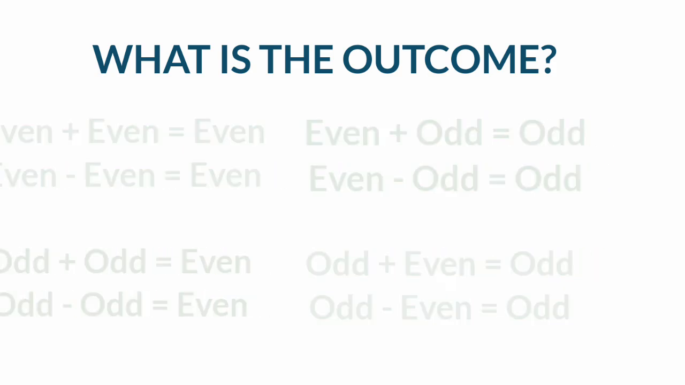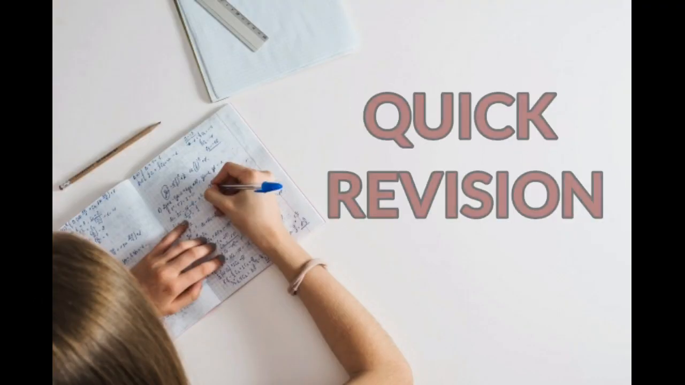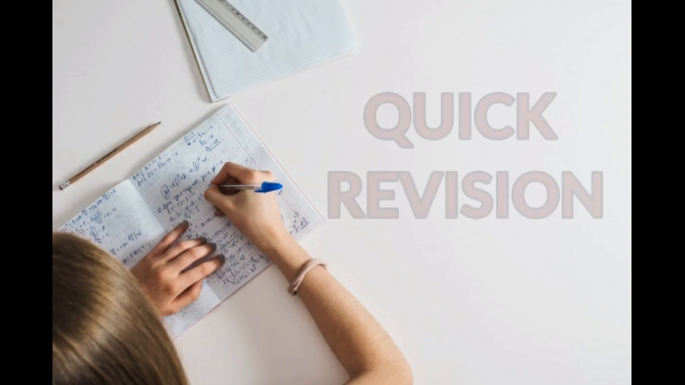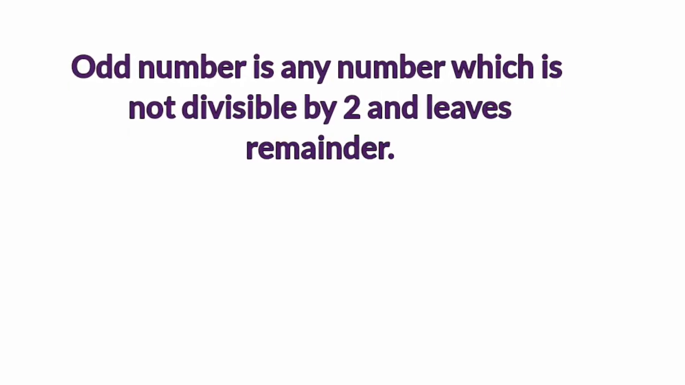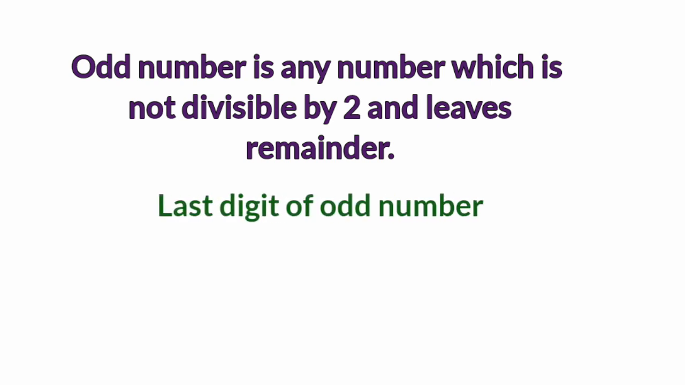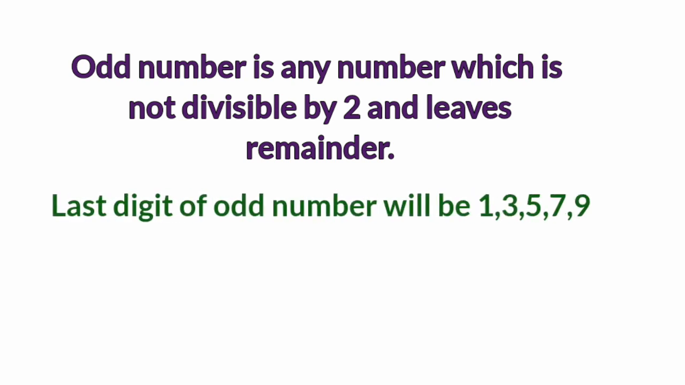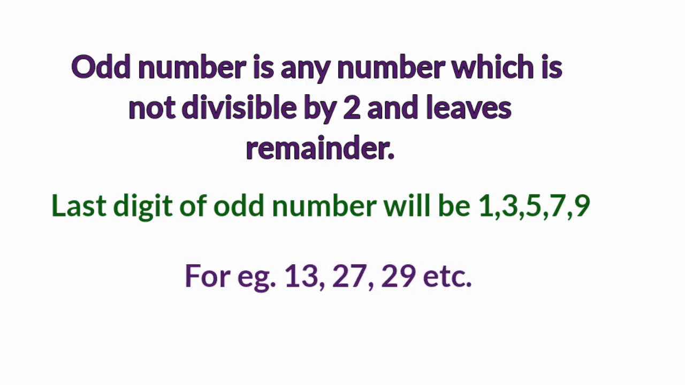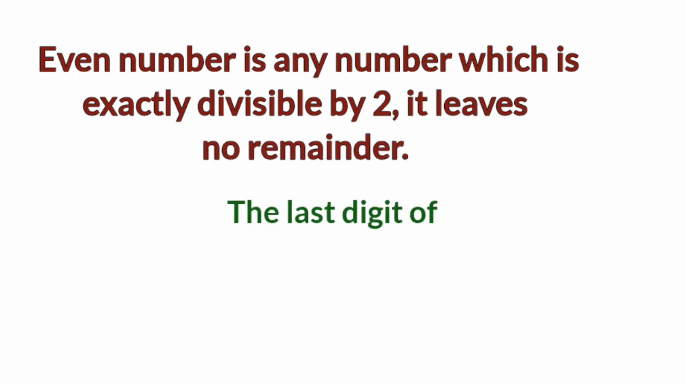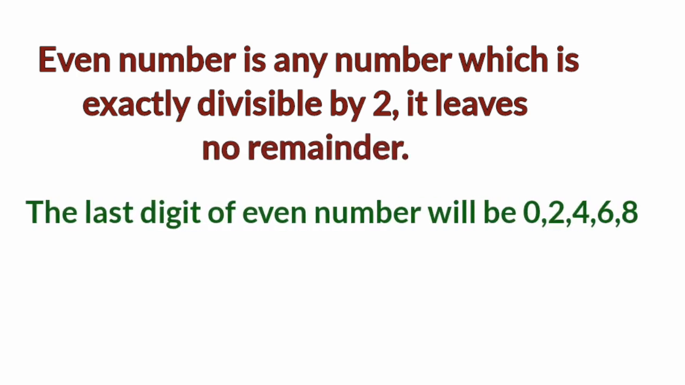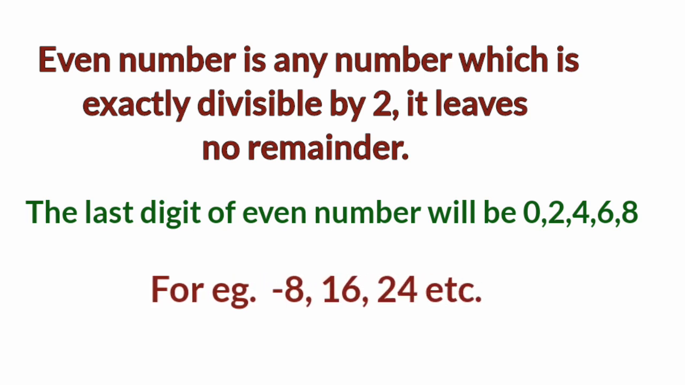Let's do a quick revision. An odd number is any number which is not divisible by 2 and leaves a remainder. The last digit of an odd number will be 1, 3, 5, 7 and 9. For example, 13, 27, 29, etc. An even number is any number which is exactly divisible by 2 and leaves no remainder. The last digit of an even number will be 0, 2, 4, 6, 8. For example, minus 8, 16, 24, etc.